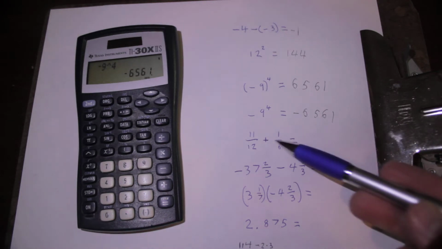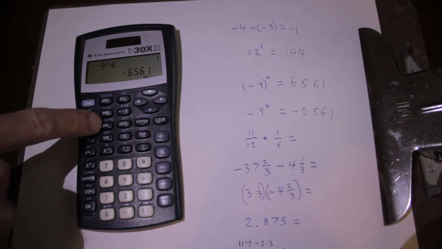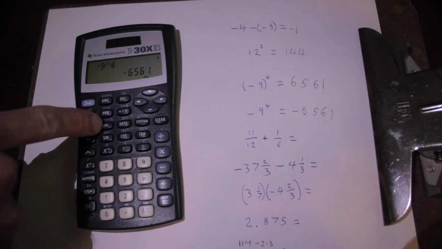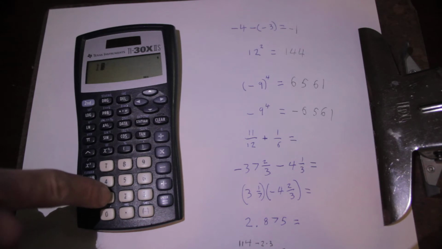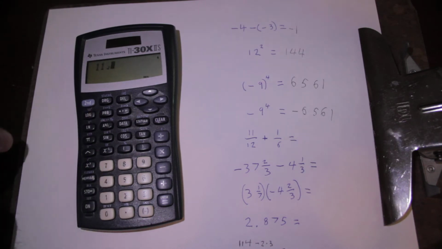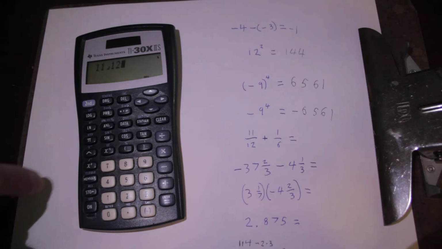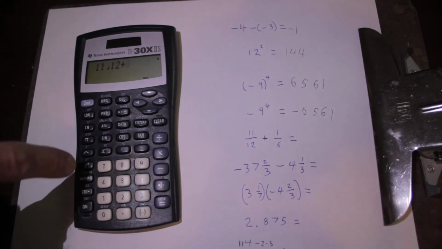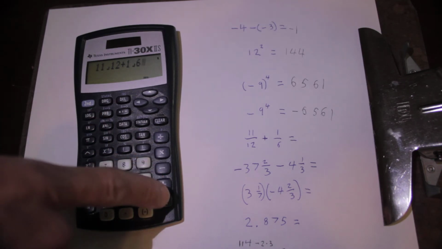Now we have fractions. We have 11/12 plus 1/6. This ABC button is your fraction button on the calculator. So to type 11/12, we're going to type 11 ABC 12. So that's 11/12 on the calculator, plus 1/6 is 1 ABC 6.